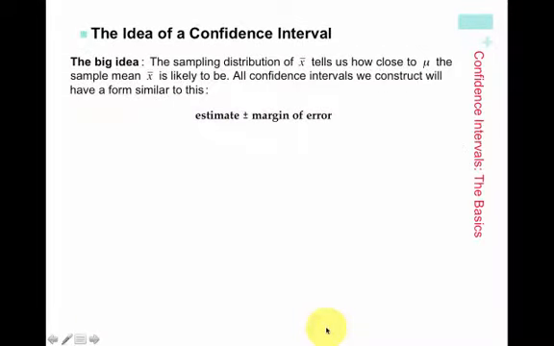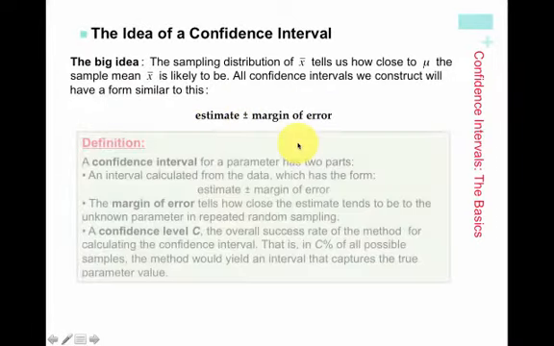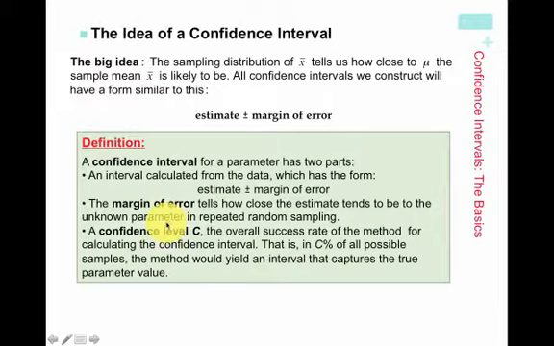Okay, so big idea. The sampling distribution of x bar tells us how close to mu the sample mean will be. All confidence intervals we construct will have a form that looks like estimate plus or minus margin of error. And here's the definition of each of these things. And I want to talk about this down here.